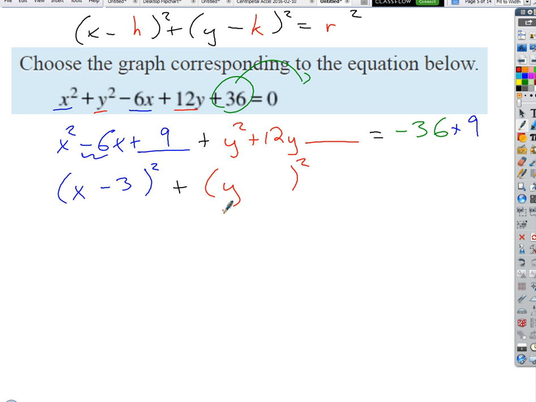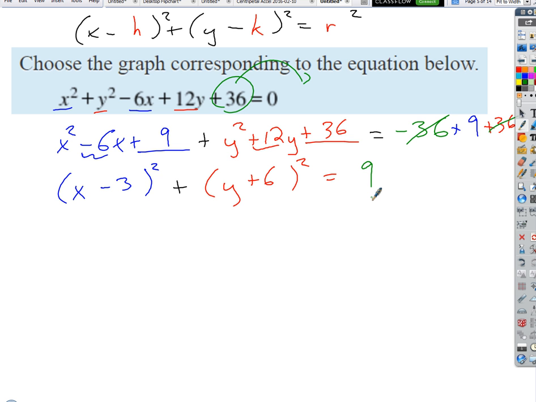Jasmine, what's the number that's going to go with y there? 6. Half of +12 is 6, which means what do I have to fill in the blank on both sides with then? Casey, what number is going to go there? 36, and right there. Good. And so then, what are we left with? On the other side, the 36's cancel, and I just get a 9.